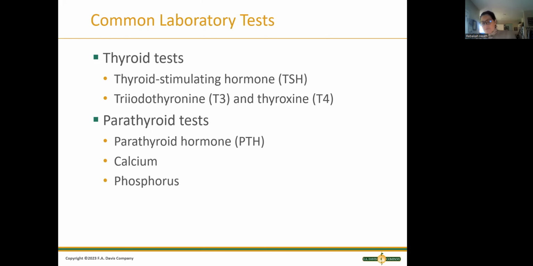So, talking about common laboratory tests for the endocrine system. For thyroid dysfunction, we want to get a thyroid stimulating hormone. We also want to get T3 and T4, those are the thyroid hormones. For the parathyroid, we would want to check the parathyroid hormone, but because of its effect on calcium and phosphorus excretion and reabsorption, we would want to get those electrolytes as well.